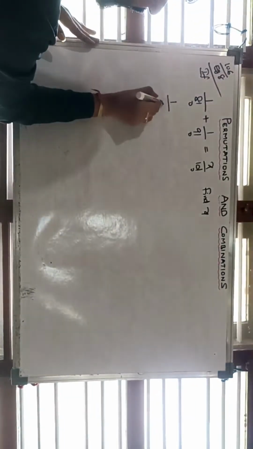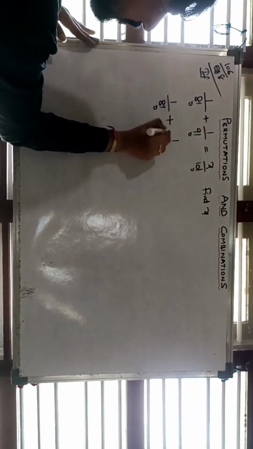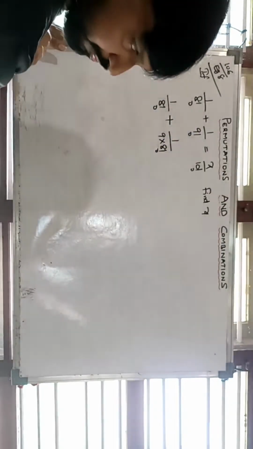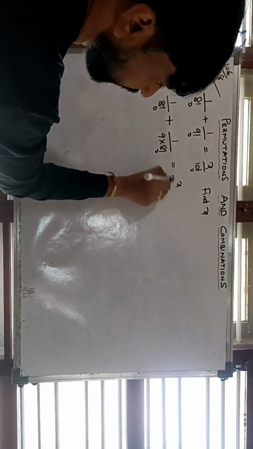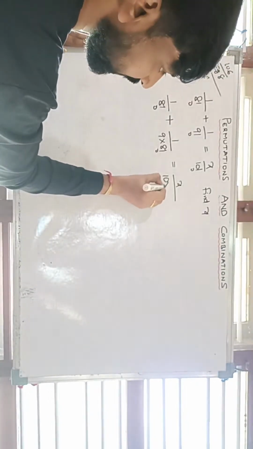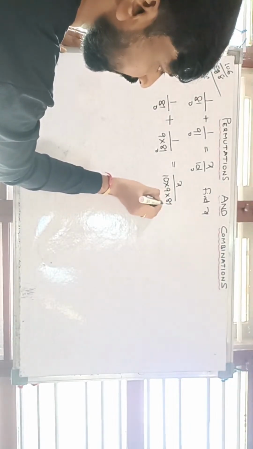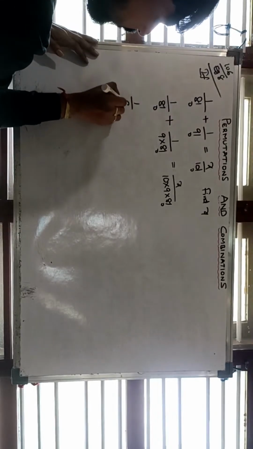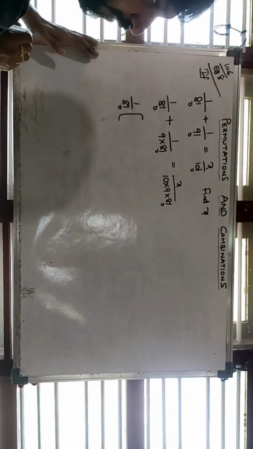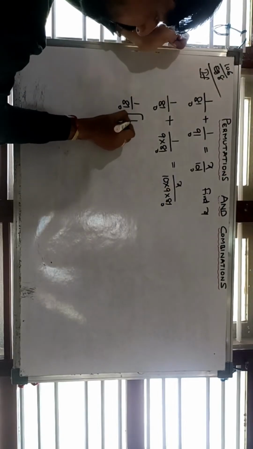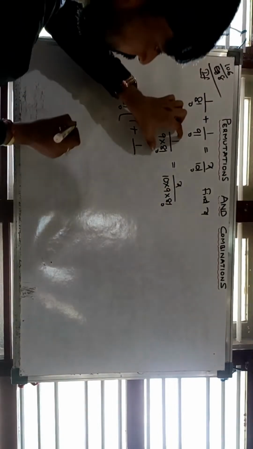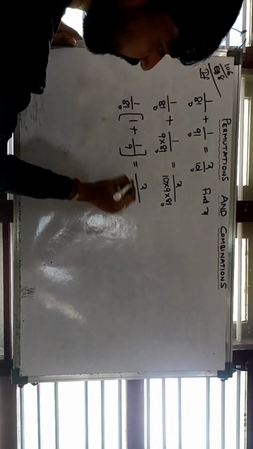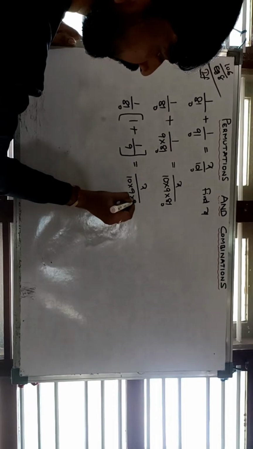So let us write down 8 factorial as usual, plus 1 by 9 factorial can be written as 9 into 8 factorial, is equal to x by 10 factorial, which can be written as 10 into 9 into 8 factorial. Then you take 1 by 8 factorial as common from the left hand side. Taking 1 by 8 factorial as common, you get 1 plus 1 by 9 is equal to x by 10 into 9 into 8 factorial.